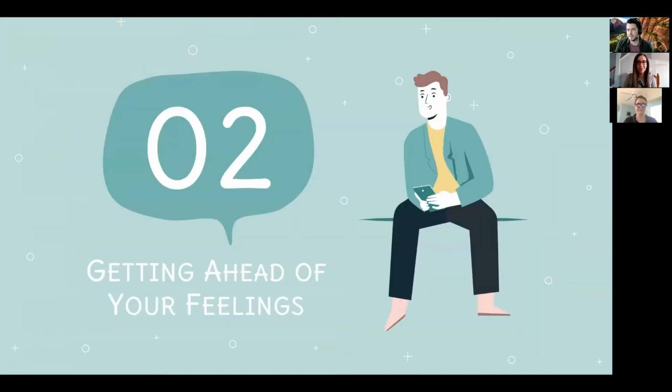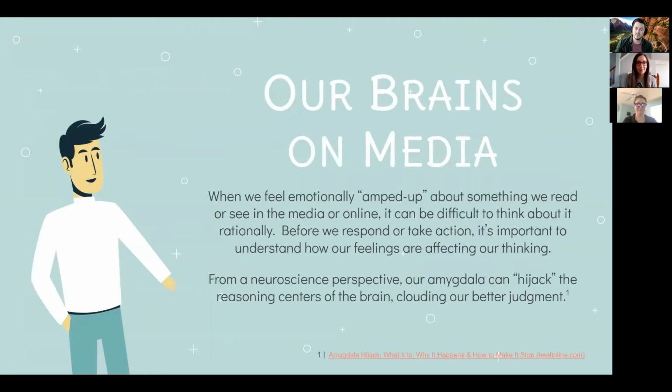So let's talk first about getting ahead of your feelings when you encounter something online. When we feel emotionally amped up about something we read or see in the media or online, it can be difficult to think about it rationally. Before we respond or take action, it's important to understand how our feelings are affecting our thinking. From a neuroscience perspective, our amygdala can hijack the reasoning centers of our brain, clouding our better judgment. If you want to learn a little bit more about what an amygdala hijack is and how to combat it, we encourage you to check out the article below from Healthline.